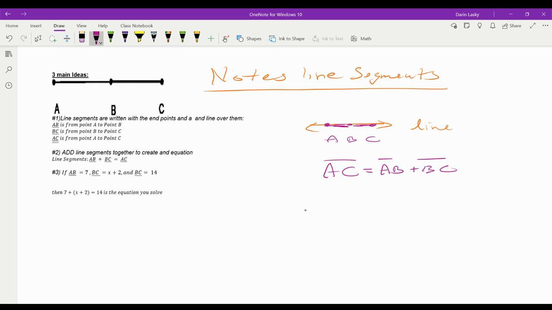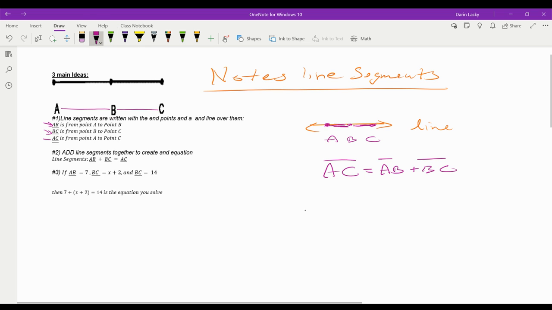So this is at the top of your worksheet. This is what I just explained here. AB is the first line segment, so from here to here, that's this guy right there. And then BC is from here. And then AC is the entire thing.